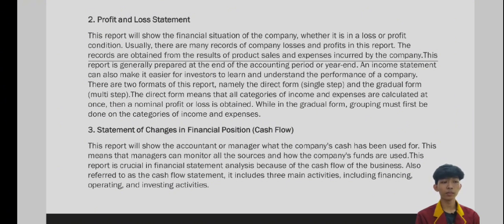The third, statement of change in financial position, cash flow. This report will show the accountant or manager what the company's cash has been used for. This means that managers can monitor all the sources and how the company's funds are used. This report is crucial in financial statement analysis because of the cash flow of the business, also referred to as the cash flow statement. It includes three main activities: financing, operating, and investing activities.